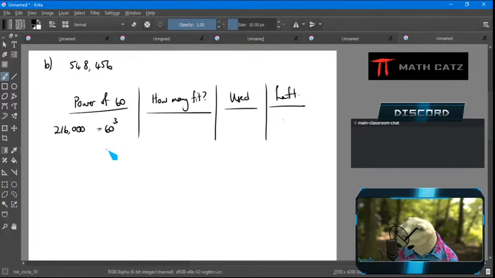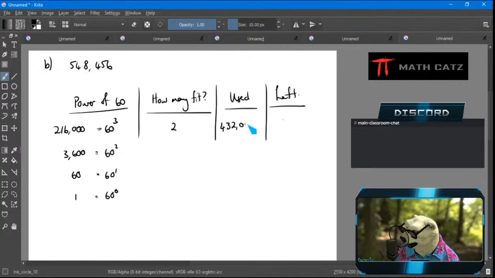Once I do that, I cannot skip any power of 60 anymore. That's a 0. I have to look at the 3600s. I have to look at the 60. I have to, of course, mop it up with the ones. So then my first question is, how many 60 cubes can fit in my number? Well, it should be 2. And I've used 432,000.